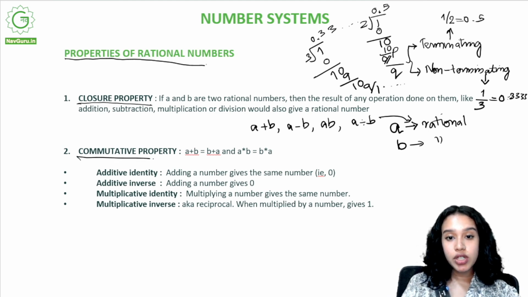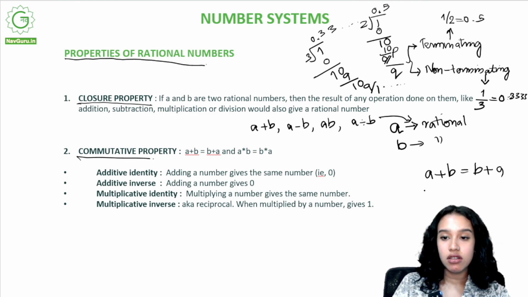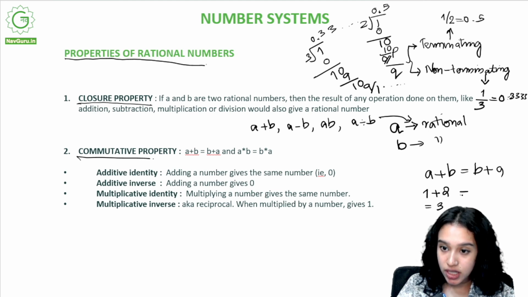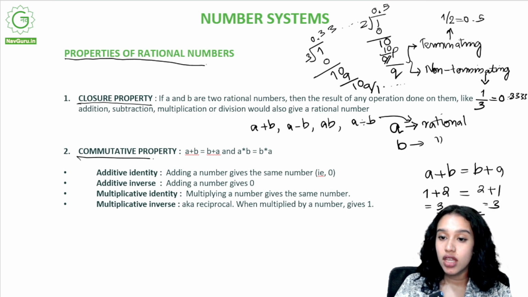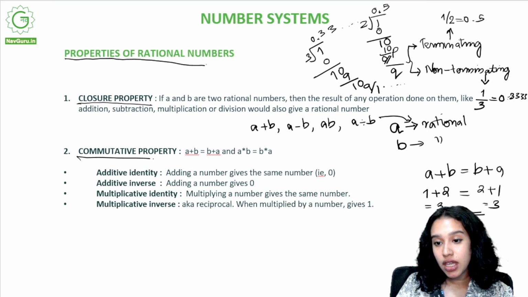So now we have the commutative property. What is the commutative property? It just says this, that A plus B is B plus A. Just a simple thing: if I'm saying 1 plus 2, which is equal to 3, it should be equal to 2 plus 1, which is equal to 3 again. This is what the commutative property is saying. So again, in a multiplication way, if I'm saying 1 into 3, it gives 3, and if it's 3 into 1, it's also 3.